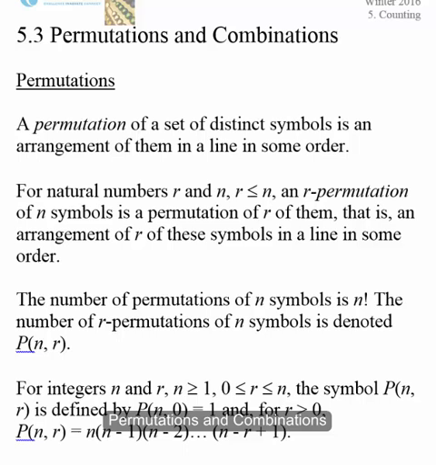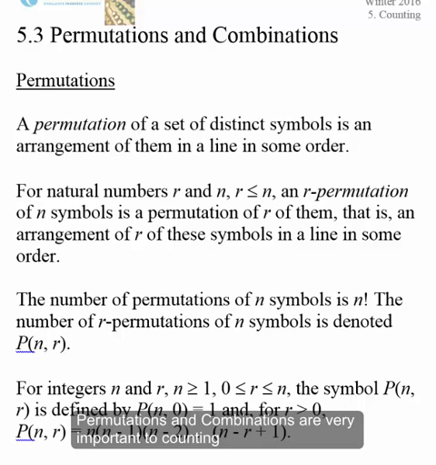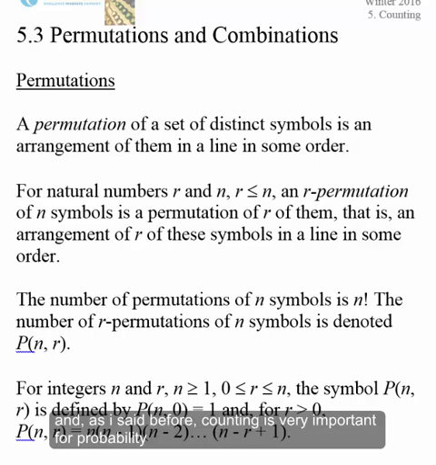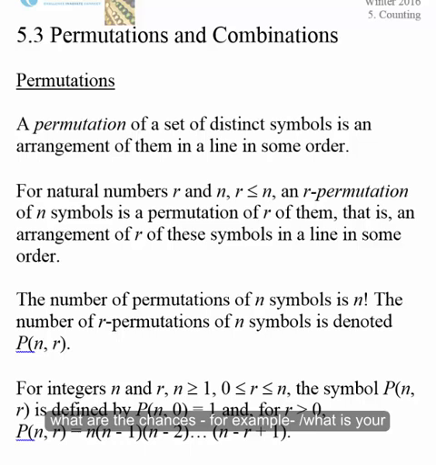Permutations and combinations. Permutations and combinations are very important to counting. And as I said before, counting is very important for probability. What are the chances, for example? What is the probability that you will win the lottery?